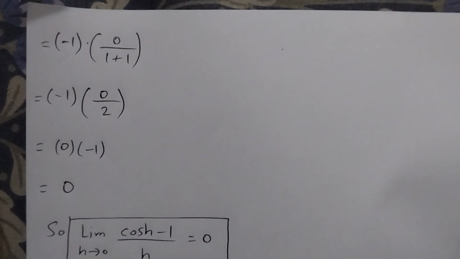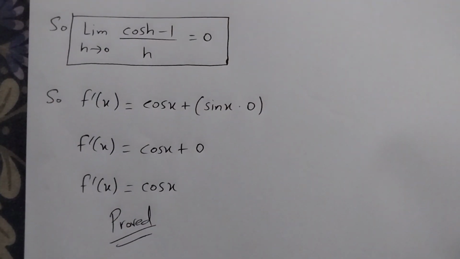So we found the limit which we require to find the derivative of our function sin x. The limit was (cos h minus 1) over h, as h approaches 0, and this is equal to 0. We have found it. Now we'll put this value in the equation of our derivative, and we get our derivative. So f dash of x is equal to cos x plus sin x into 0, and anything multiplied by 0 is just 0. So cos x plus 0, and cos x plus 0 is simply cos x. So we have proved that the derivative of sin x is simply cos x.